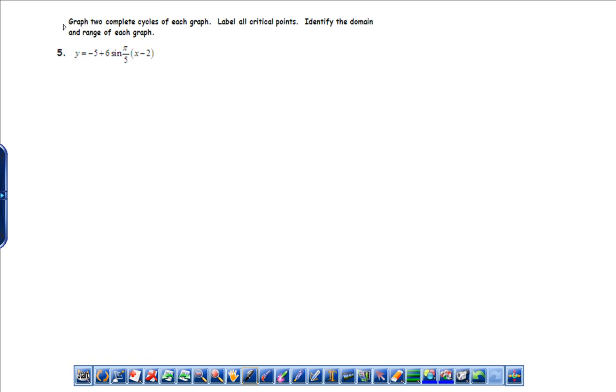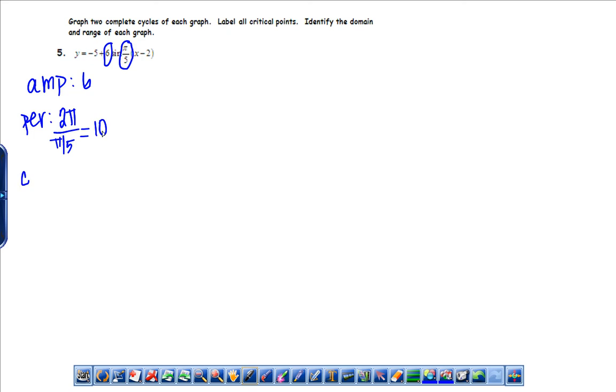Graph with all of this information. And how I graph this is I'm going to find every bit of information here. Amplitude is 6. The period. Remember, the period is not given, but you have to use this in order to find it. So I'm going to say 2 pi divided by pi over 5. And when you flip that and multiply, you get 10.